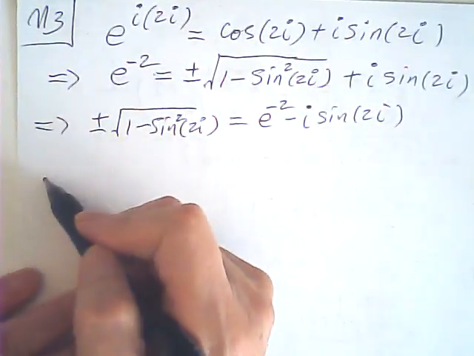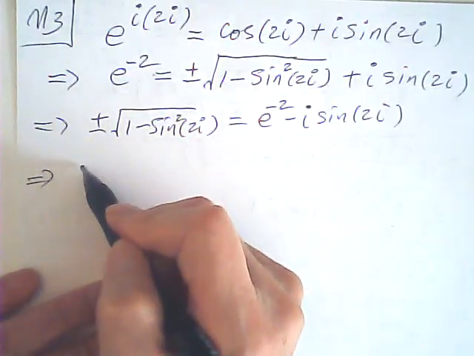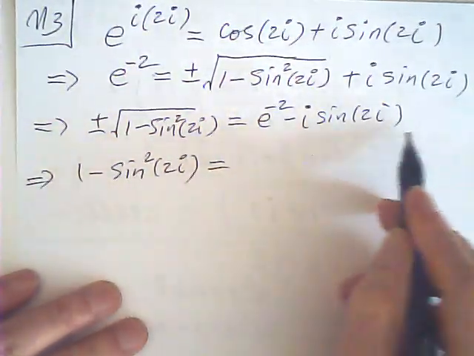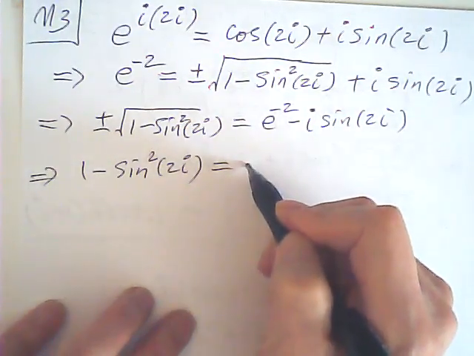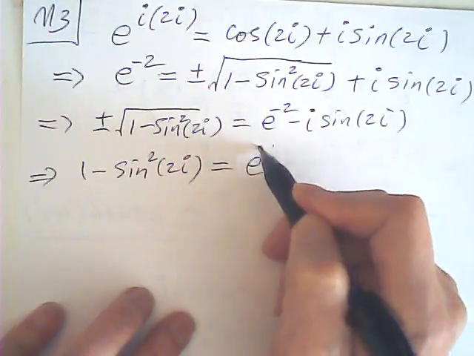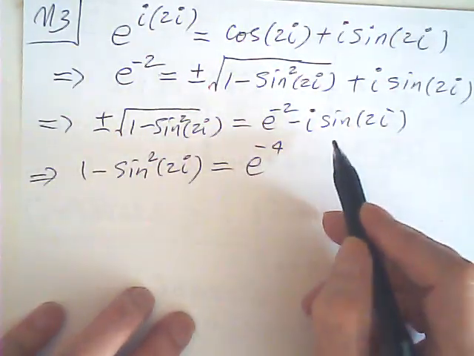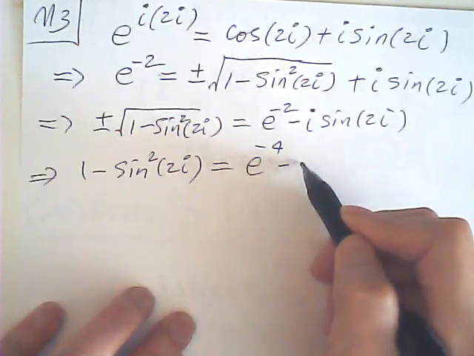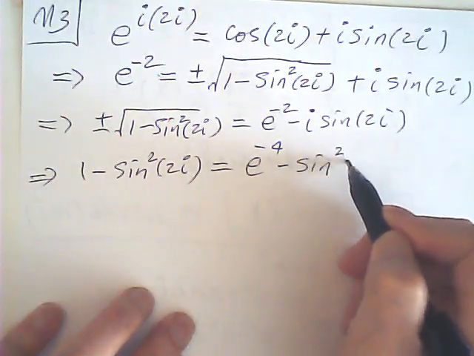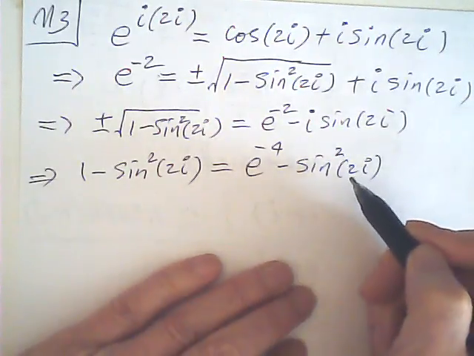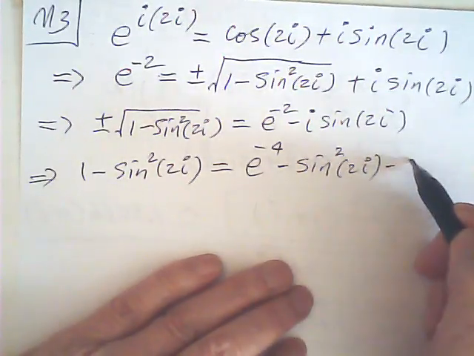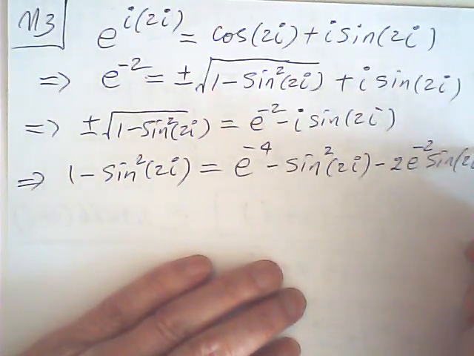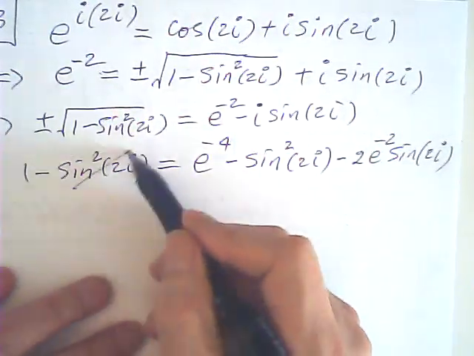Then I square both sides. The left-hand side becomes 1 minus sine square 2i. The right-hand side squared is e to the fourth, minus 4, right? And i squared becomes negative 1, so sine square 2i and minus 2e to the negative 2 sine 2i. So this cancels with that.